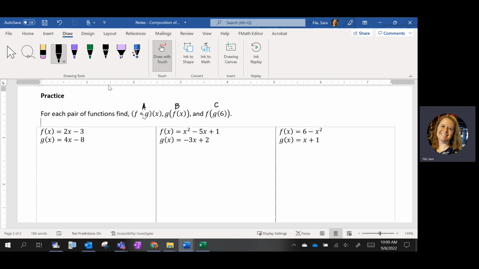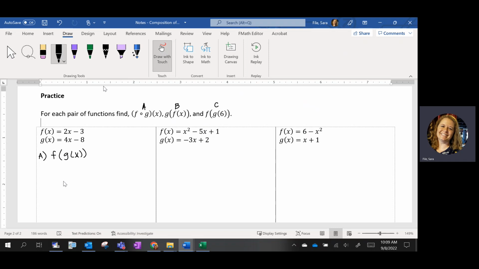One way is with the open circle. So this is f of g of x. And that means I can rewrite it as f is the outer function of g of x. So just like with the double parenthesis, it can be written this way as well. So in this case, that's A, and then B is to reverse that and do g of f of x, and then C is f of g of 6, so a specific value.